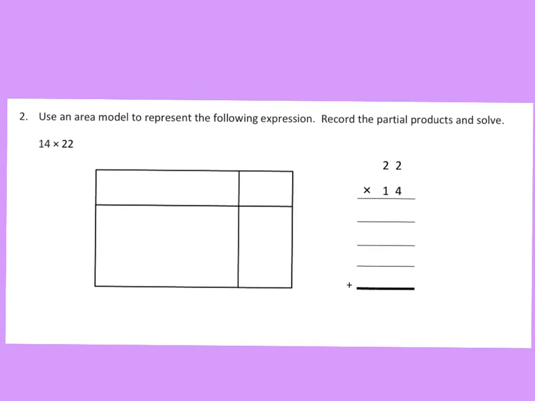This next problem is very similar to the last one. We're using an area model to represent the following expression, and then we're going to record the partial products and solve. So the expression this time is 14 times 22.